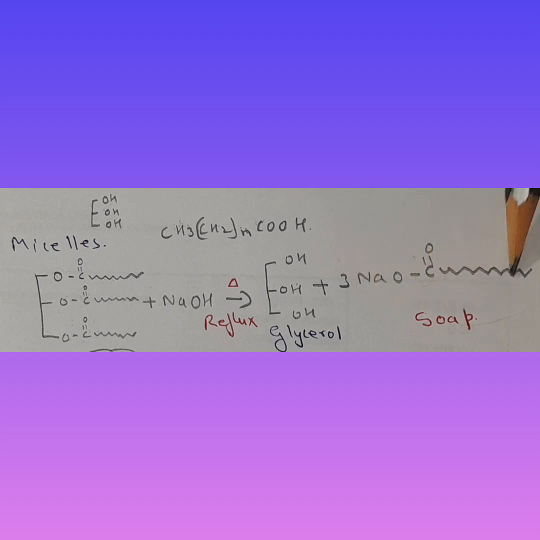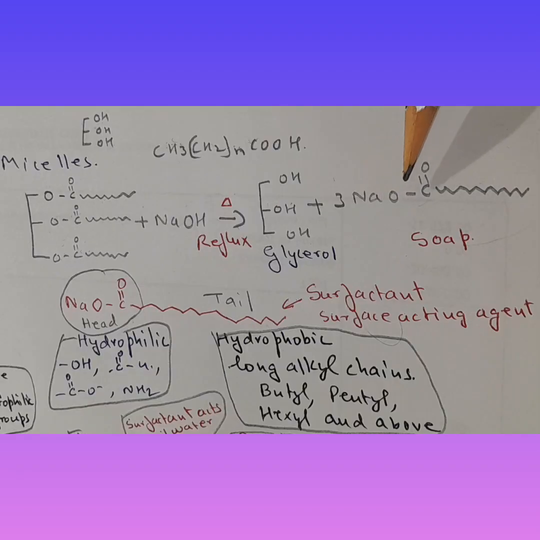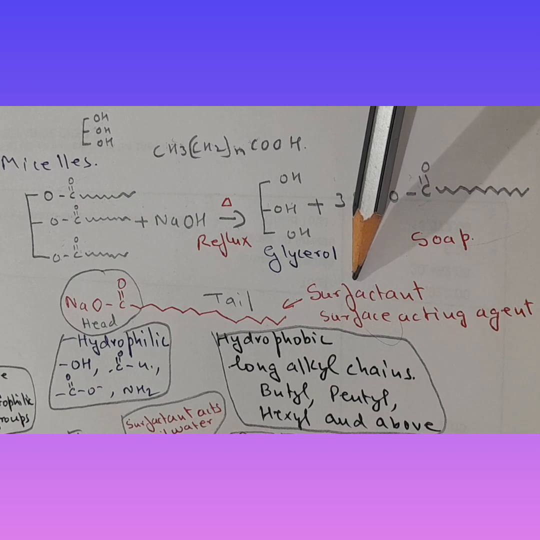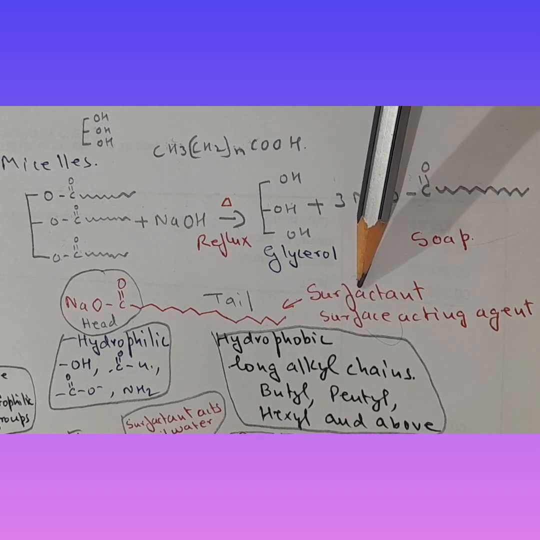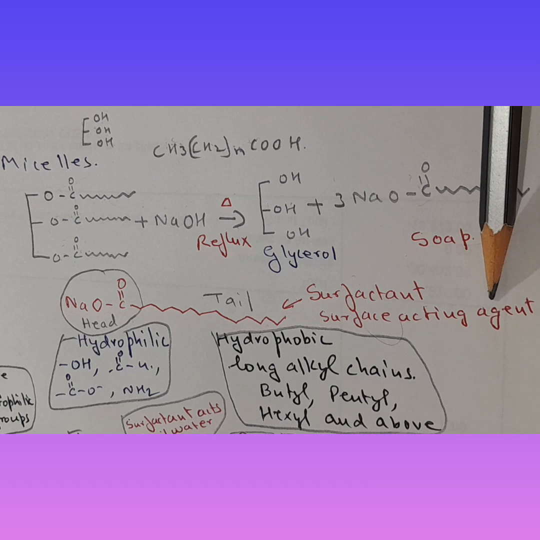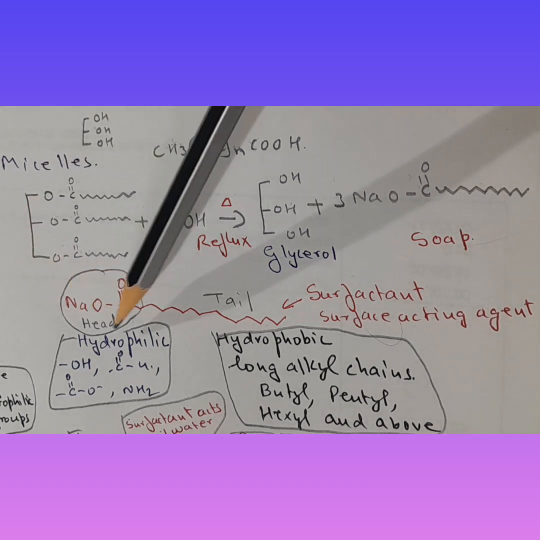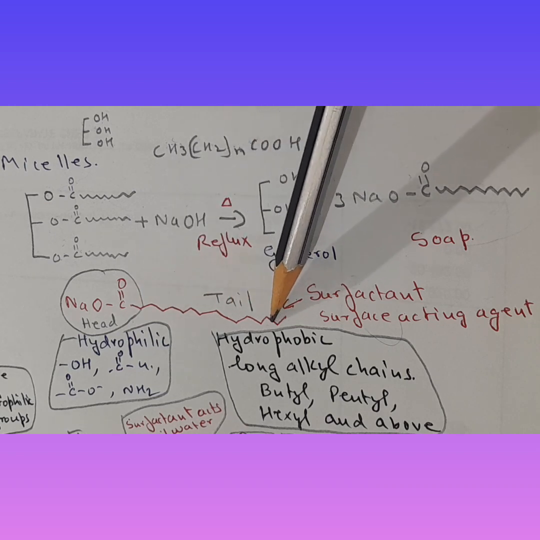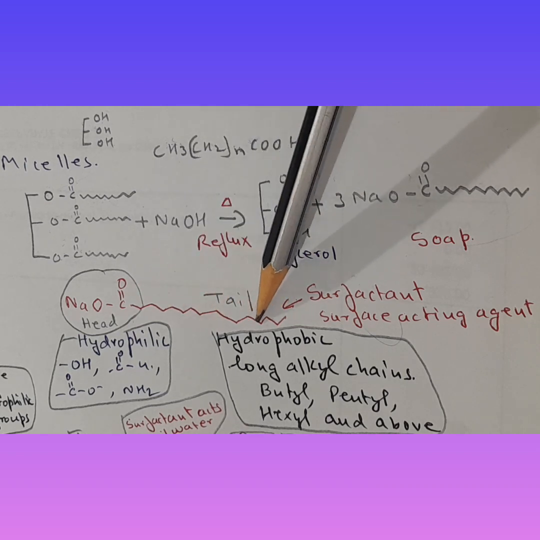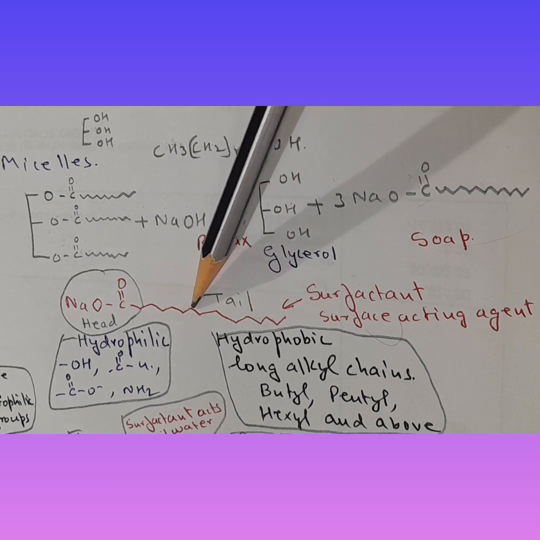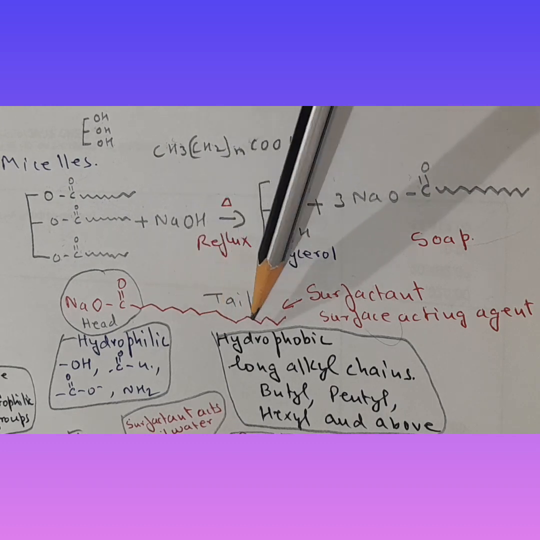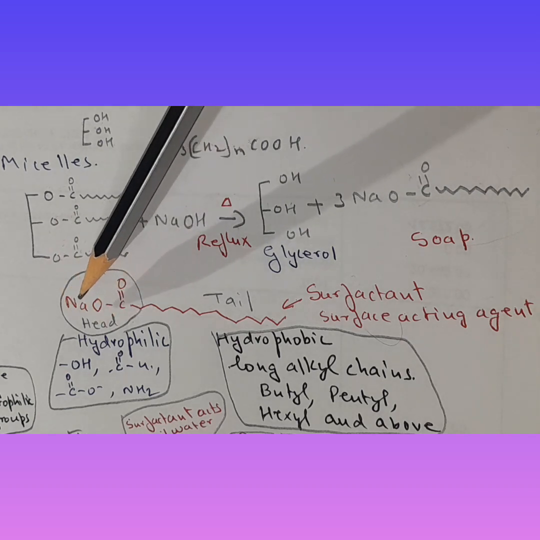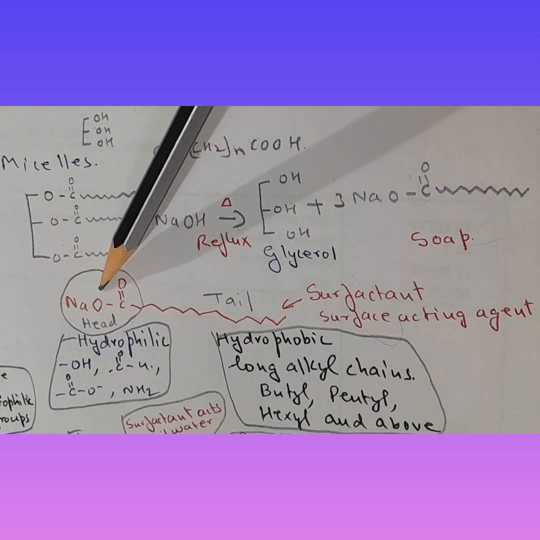Now why do we call it soap? What is the greatness about soap? The greatness is that soap is a surfactant. What do you mean by surfactant? Surfactant is a surface acting agent. It has a head and a tail. The tail part is lipophilic, that is oil loving, fat loving. The head part is hydrophilic, water loving.